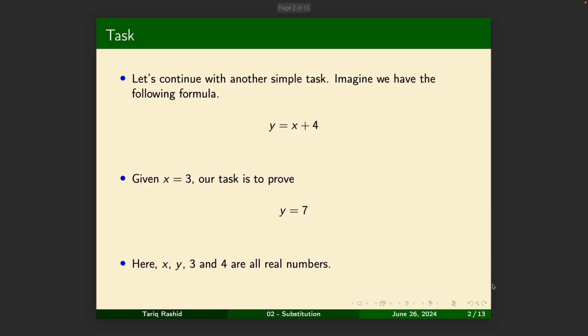So let's look at a really simple task. We are given a formula y equals x plus 4, and we are also given another fact that x is 3. So we have two facts: y is x plus 4, that establishes a relationship between x and y, and we are given another fact that x is 3, and our task is to prove that y is 7.